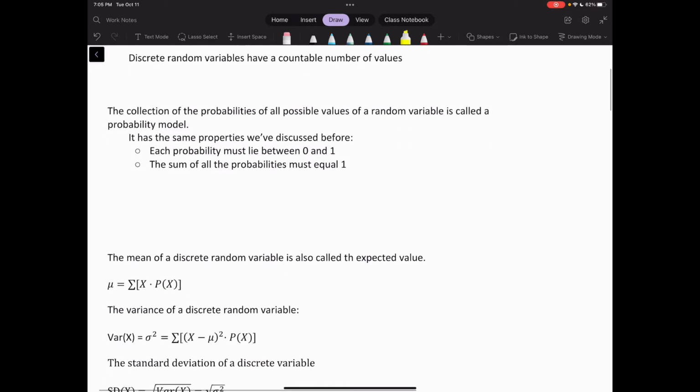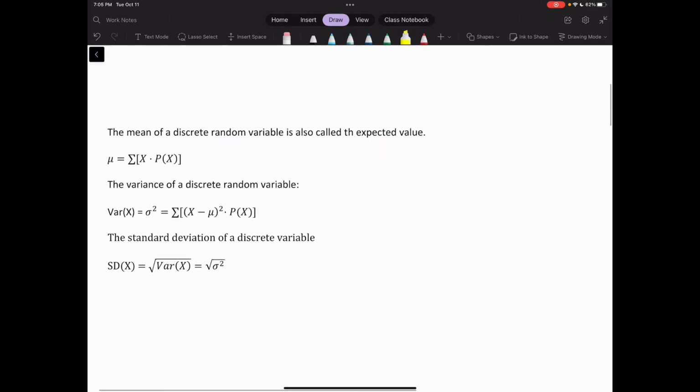The collection of the probabilities of all possible values of a random variable is called a probability model. So a probability model just basically lists out all the values of that random variable, and it gives you the associated probabilities. But keep in mind, since it's a legitimate probability model, it has the same properties as what we've talked about in previous lectures. Each probability must lie between 0 and 1. It could include 0 and 1, but it must be between 0 and 1. And if you add up all of the probabilities in your model, they must sum to exactly 1.